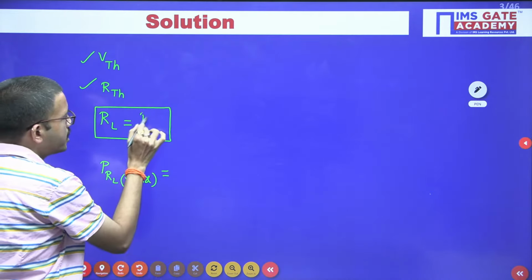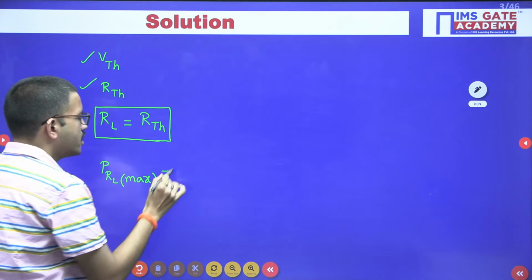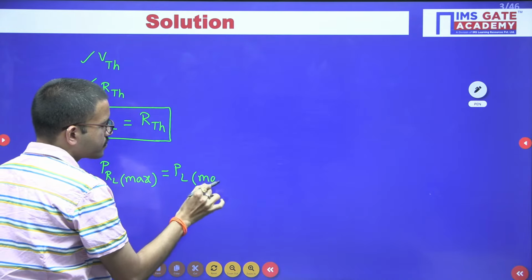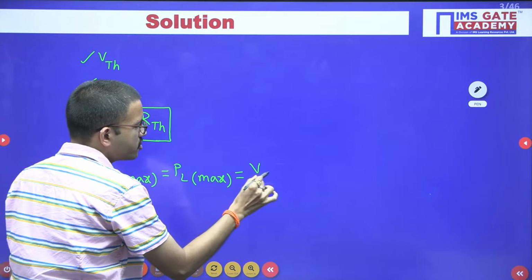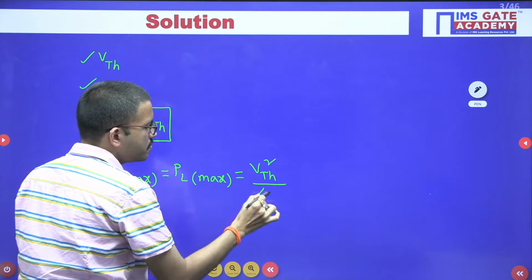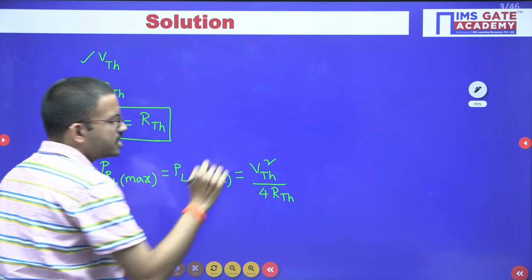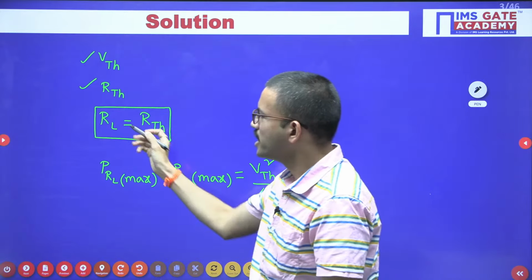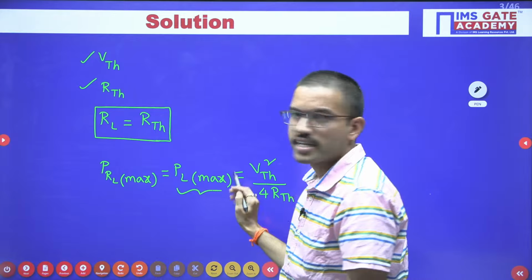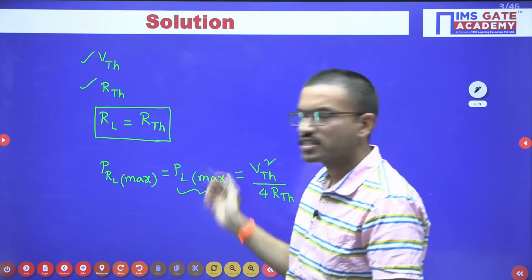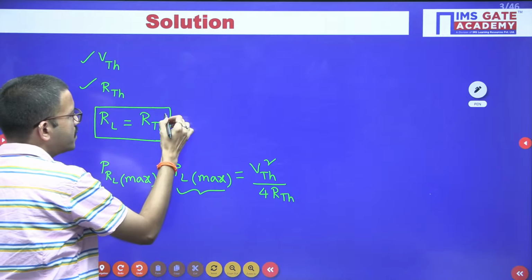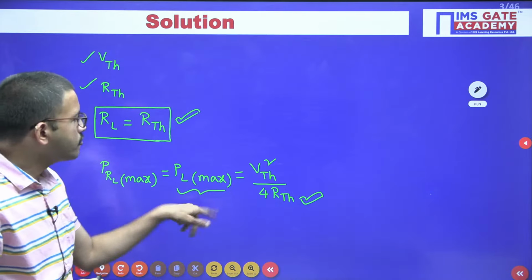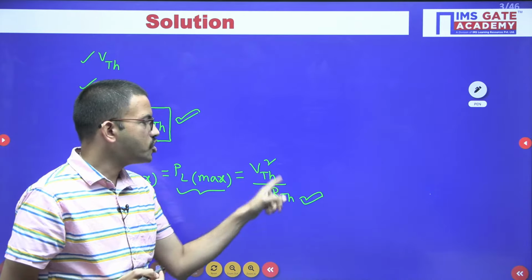RL is nothing but RTH, and PL max, which in this question I have labeled as PL max, is VTH square divided by 4 times RTH. So now in the question, you have 2 options regarding RL and 2 options regarding PL max. If you observe both the equations, in both of them you have one term as RTH, and of course in this equation, in addition to RTH, you have VTH.